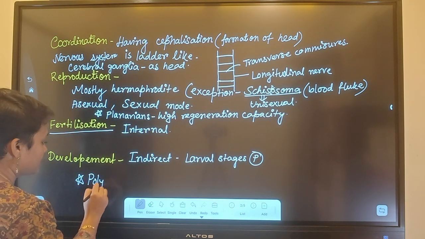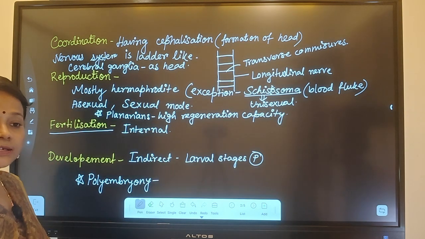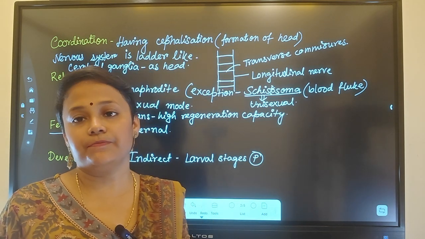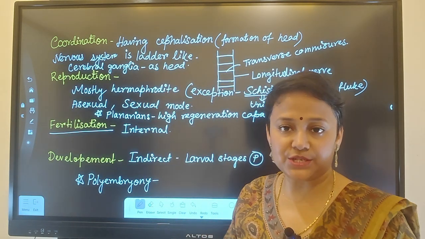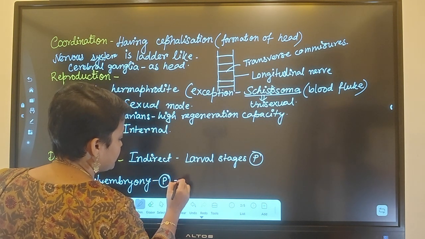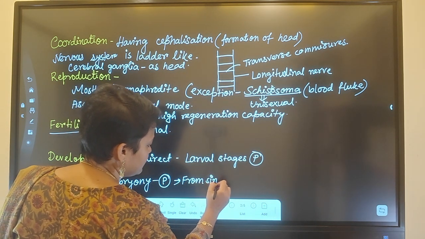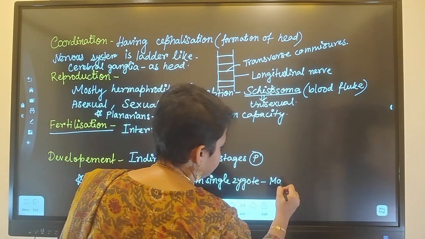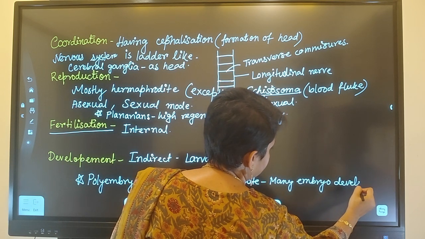Now I want to share one interesting topic, which is called polyembryony. What is that? From a single zygote, many embryos will develop. That's why they have high reproductive capacity. It is a parasitic adaptation. So here polyembryony is present. Polyembryony means from a single zygote, many embryos will develop.